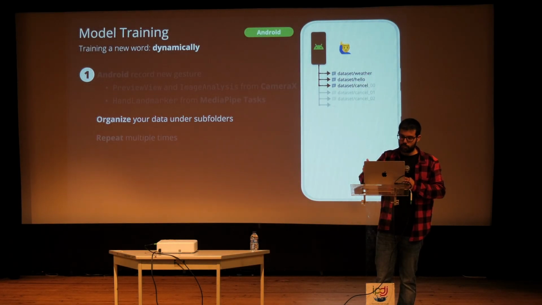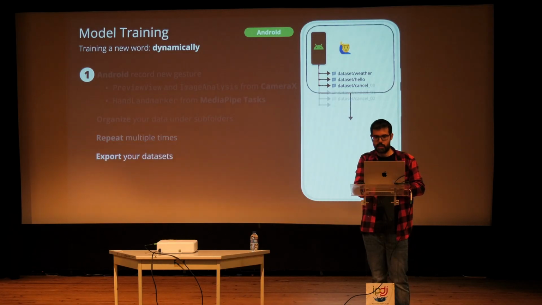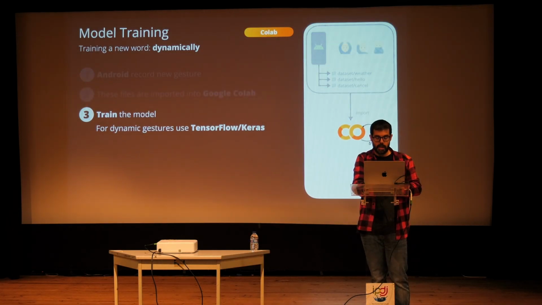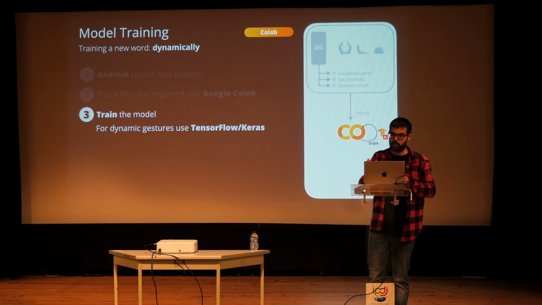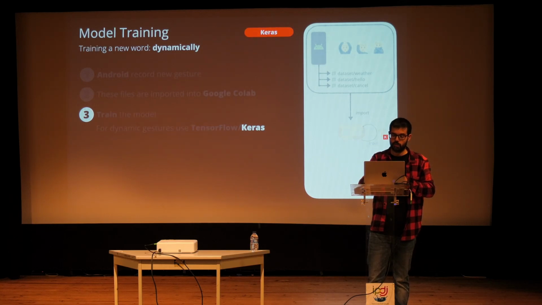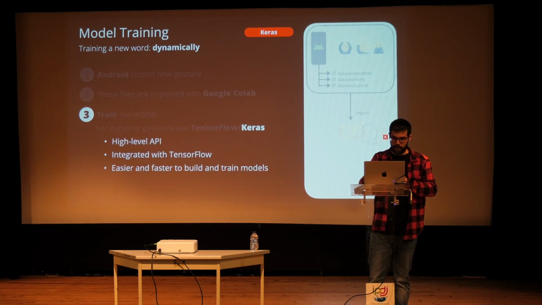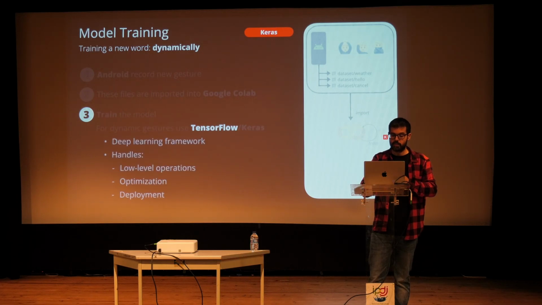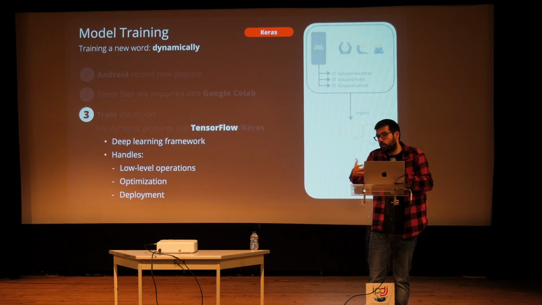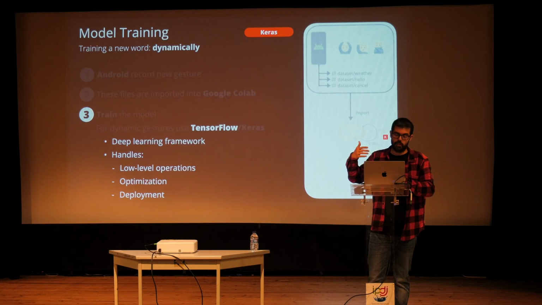You organize it in subfolders, you repeat it multiple times, and you export your datasets. And then you're going to use something called TensorFlow with Keras, which will allow you to train your model in a more complex way. Keras is a high-level API that reduces the friction of using TensorFlow, and it allows you to train models. And TensorFlow, for instance, allows you to train your model and to run it with TensorFlow Lite on your mobile phone.